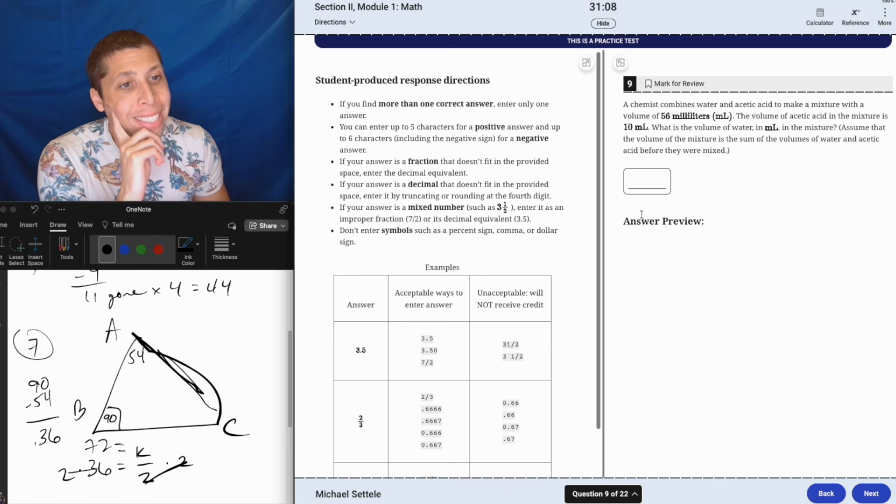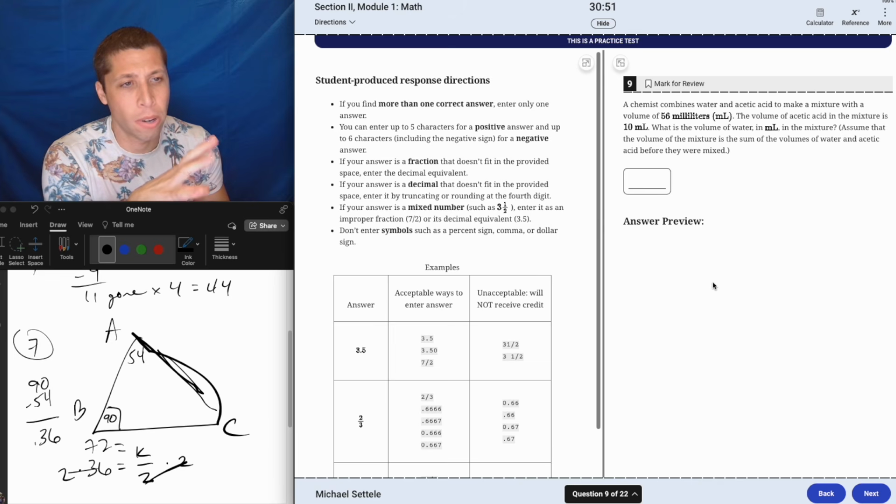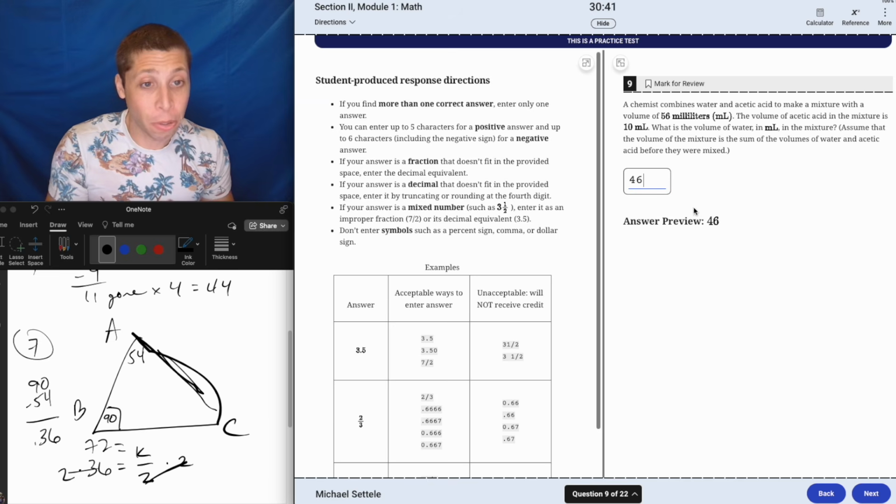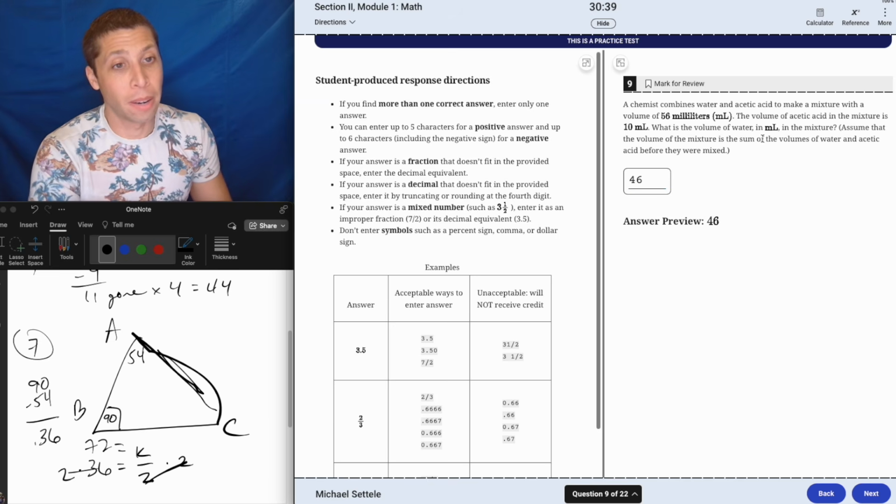Chemist combines water and acetic acid to make a mixture with a volume of 56 milliliters. And the volume of acetic acid in the mixture is 10 milliliters. What is the volume of water in milliliters in the mixture? Assume that the volume of the mixture is the sum of the volumes of water and acetic acid before they're mixed. Combines water and acetic to make a mixture. The volume 56. The volume of acetic acid in the mixture is 10. So isn't it 46?